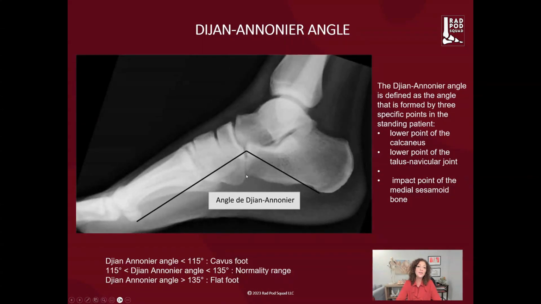Looking at the Djian-Annonay angle, it's defined as an angle by 3 specific points: the lower point of the calcaneus, the lowest point of the talonavicular joint closest to the talar side, and the impact point of the medial sesamoid. So together, this angle Djian-Annonay, we can see less than 115 degrees in cavus foot. And usually it's between 115 and 135 is normal, and more than 135 is going to be seen in flat foot. Useful measurement.